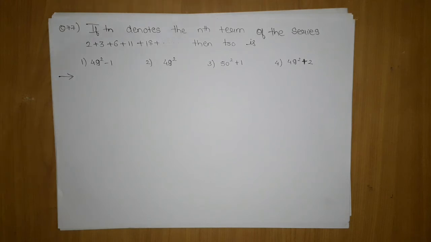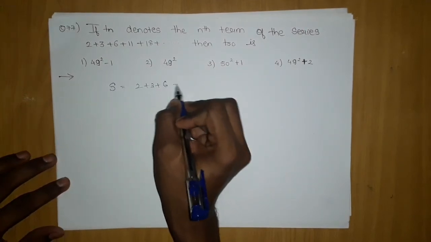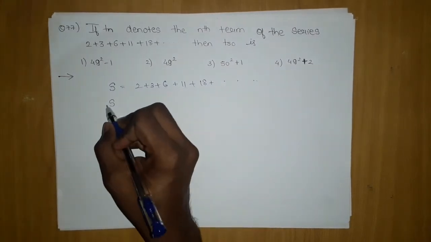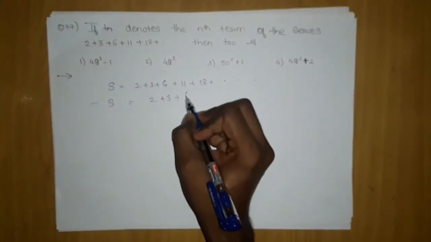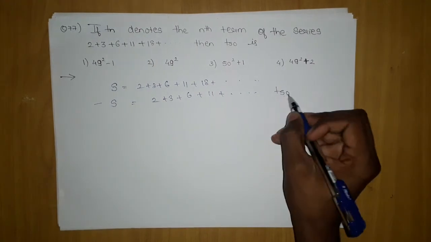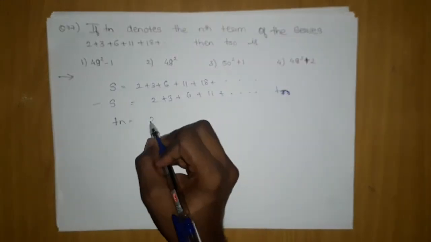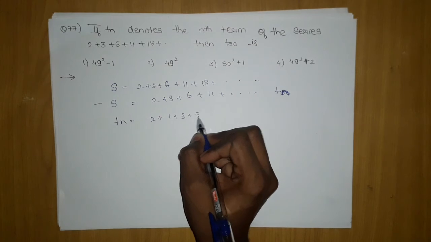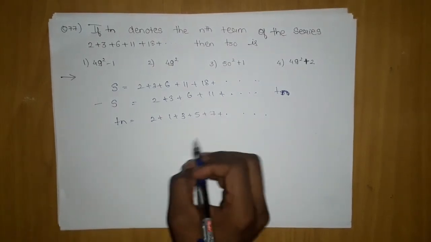The first way which I am going to solve is this. Consider it as a sum, 2 plus 3 plus 6. This is the difference method we have studied. I will subtract it with S only, moving one term forward, and this will be my Tn term. If I subtract, we get 2 plus 1 plus 3 plus 5 plus 7, and so on. So this will be my Tn term.